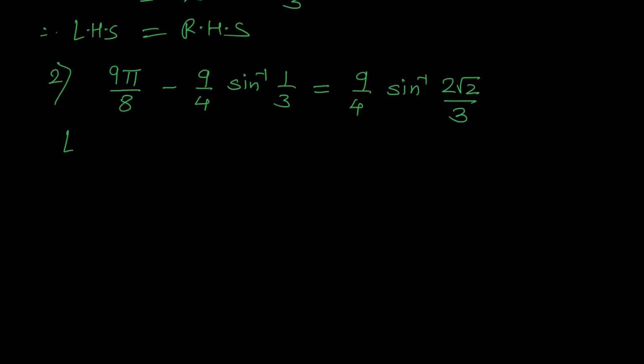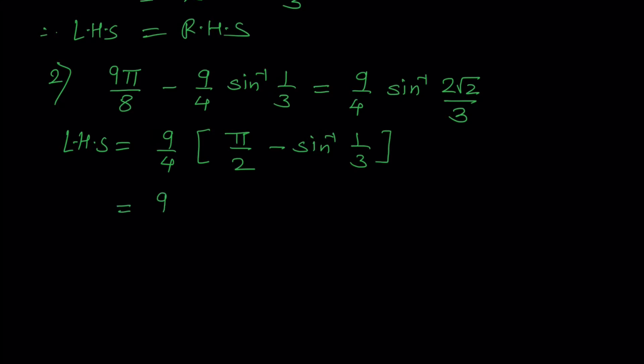Now let's consider LHS. LHS is equal to, you can easily take 9 upon 4 common. So inside the bracket what remains is pi by 2 minus sin inverse of 1 by 3. This is equal to, I am going to replace this term which is inside the bracket with cos inverse of 1 by 3. I hope it is clear.